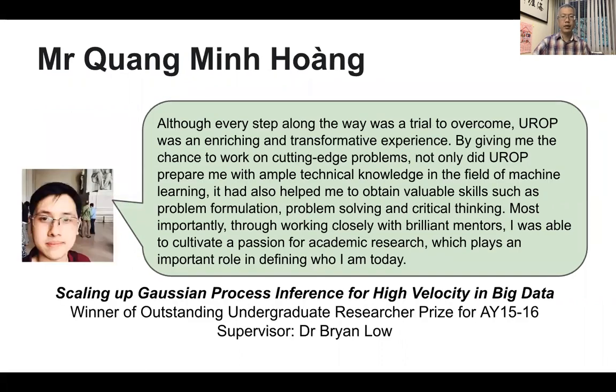Okay. Kwang Min Huang, he graduated many years ago. So it says here, he won the Outstanding Undergraduate Researcher Prize, which a very small number of students get every year, maybe one or two undergraduates per year in the past in SOC. Now we have quite a bit more, but he was working with Brian Lowe, who's one of our AI professors, especially in Bayesian inference on scaling up Gaussian processes. Okay, so he, I think, is in a startup or Google or someplace today.